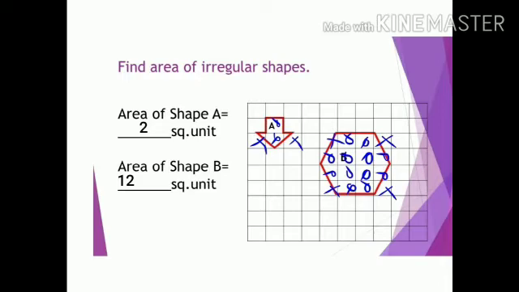Okay, now come to shape B. Here you can see there are 8 full squares and 4 squares which are more than half. So these 4 more than half will count as 4 squares. So 8 plus 4 is equal to 12. So area of shape B will be 12 square units. And you can see I have marked cross signs on these squares, which we will not count because they are less than half. Okay students, so area of shape A will be 2 square units and area of shape B will be 12 square units.